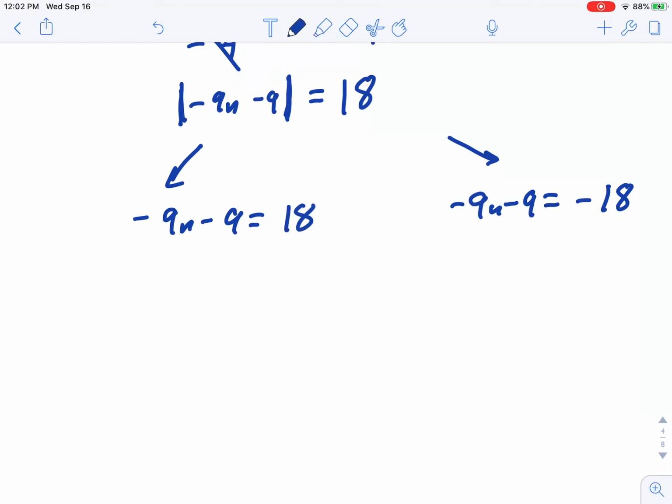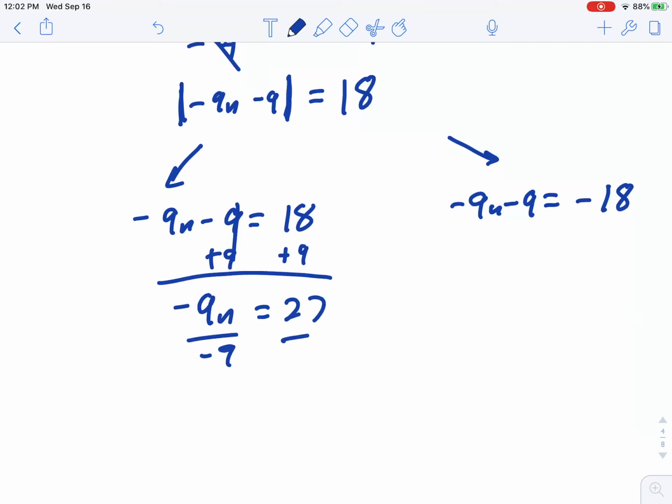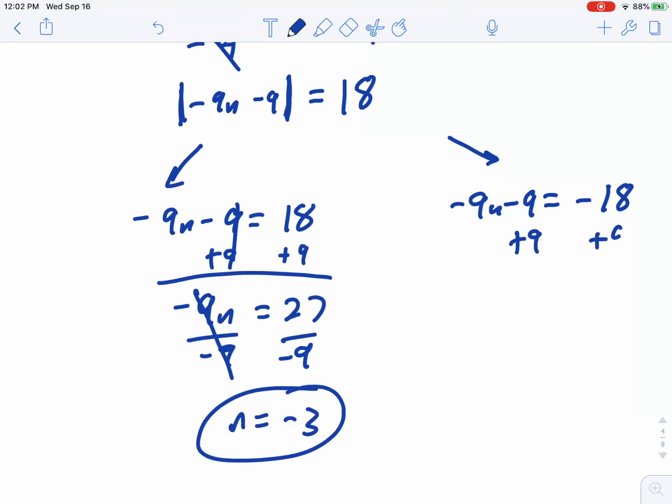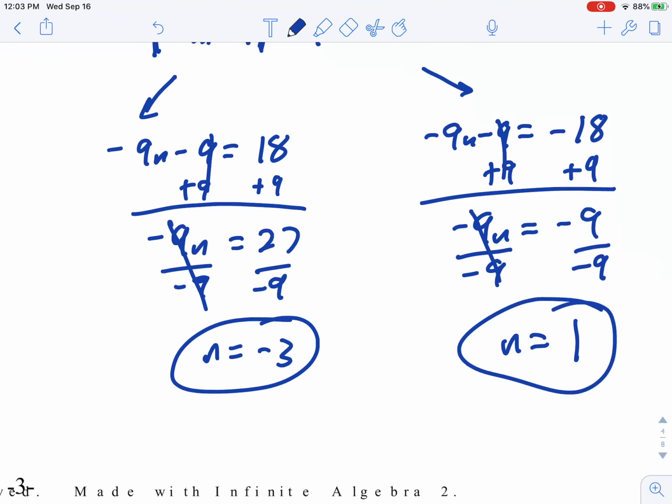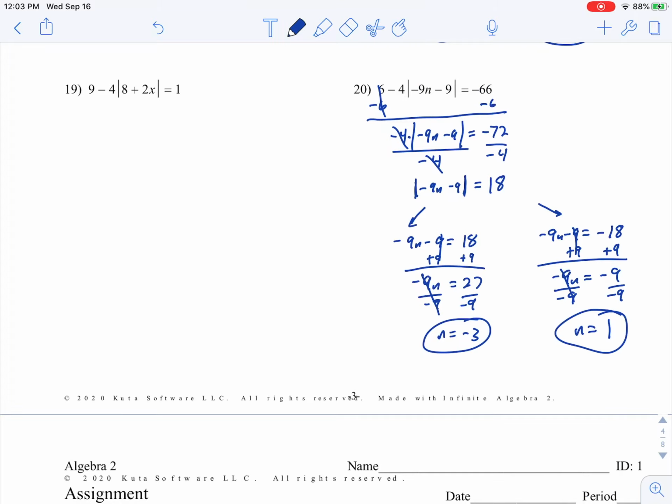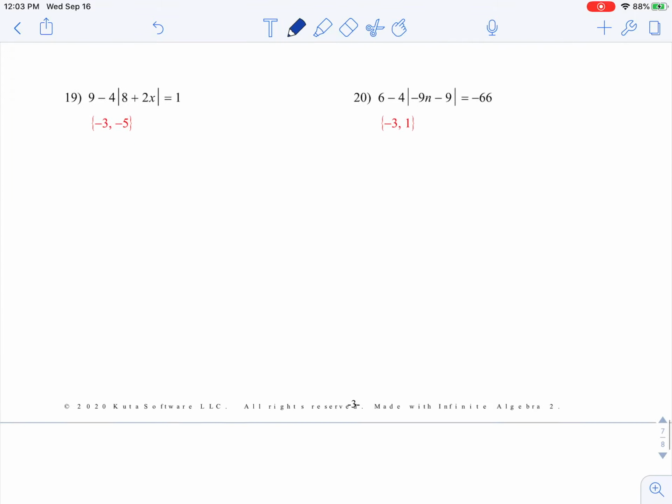Okay, let's finish this off. Add 9 to both sides here. Negative 9n equals 27. Divide by negative 9. 27 divided by negative 9 is negative 3. Here, add 9 to both sides. Negative 9n equals, okay, what's negative 18 plus 9? That's negative 9. Divide by negative 9. Negative divided by negative is positive 1. So the last problem should be negative 3 and positive 1.